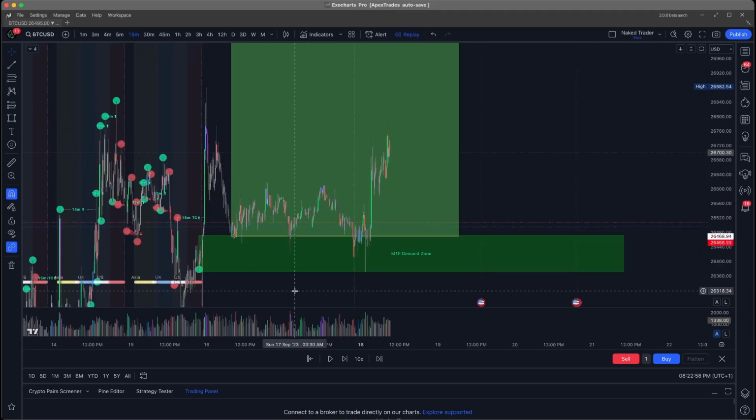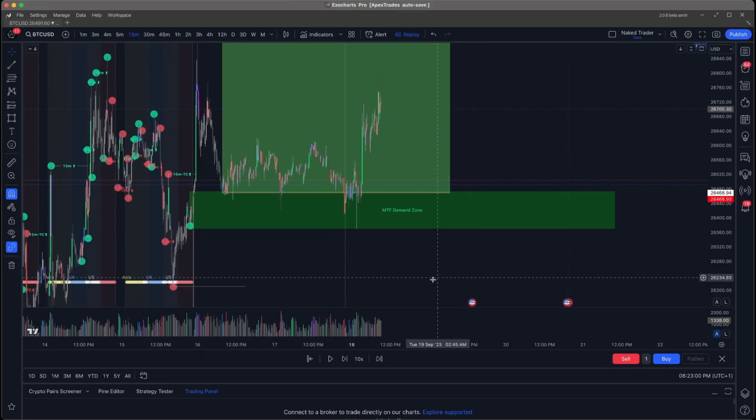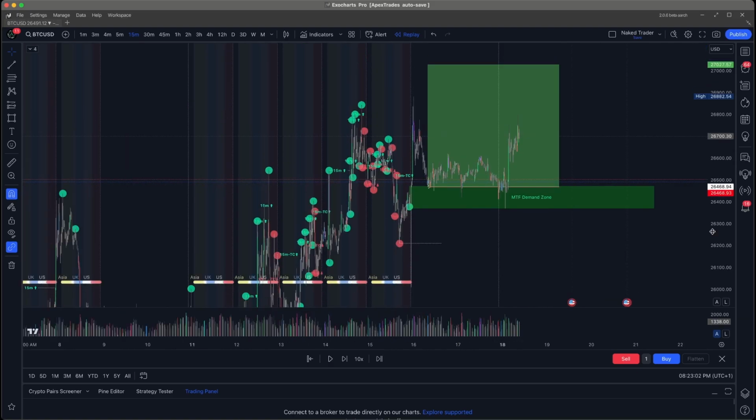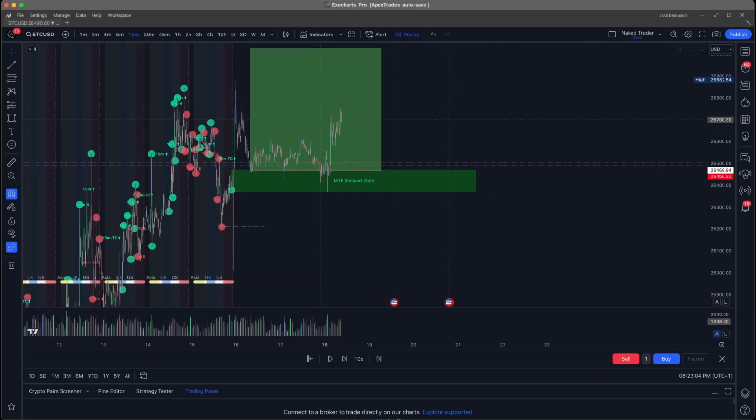So our loose structure, right? I'm just going to clean this up a little bit for us so we're not getting lost. So this was the high, created by here. That's our move there, right? That is our move there.